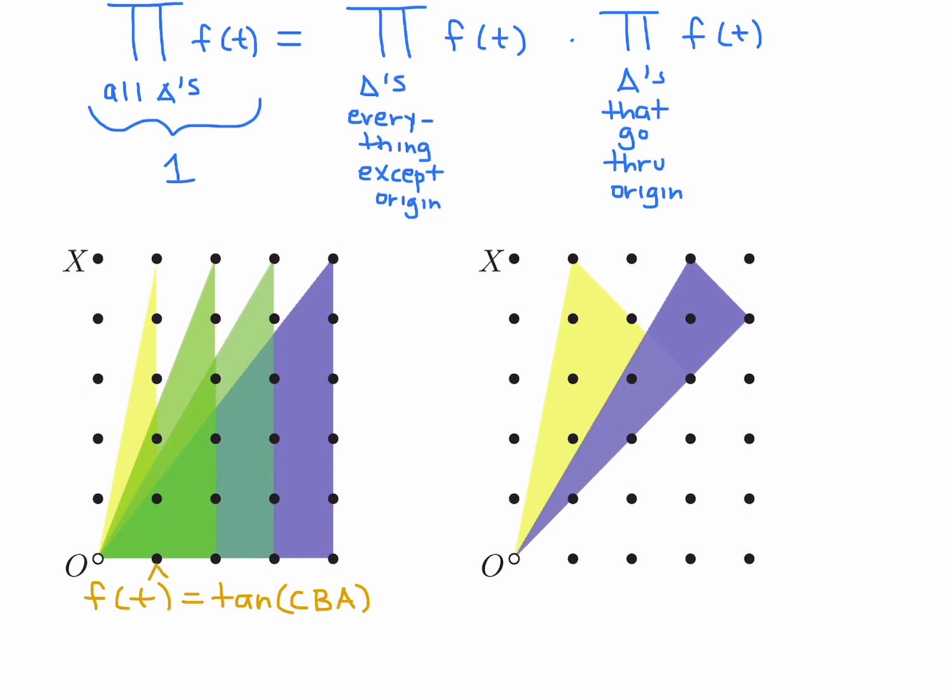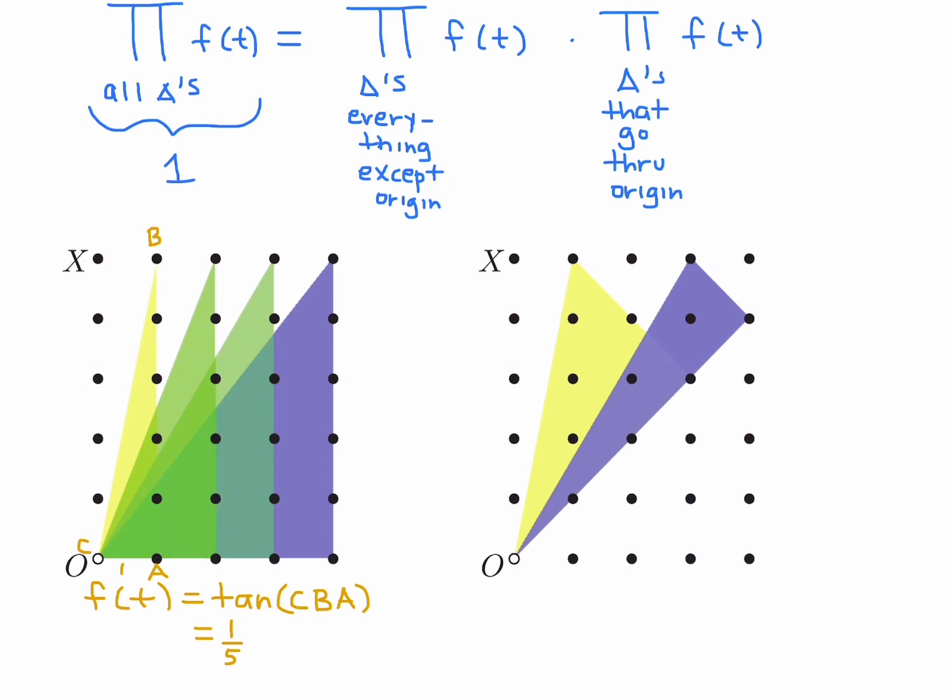remember the right angle is at A, so this would be A, and this would be B, and this would be C, right? I'm just labeling this one right here. So the tan of CBA would basically be 1 over 5. Correct? So you do the same thing with all the other ones. It would be 2 over 5 for this next one. It'll be 3 over 5 and 4 over 5.